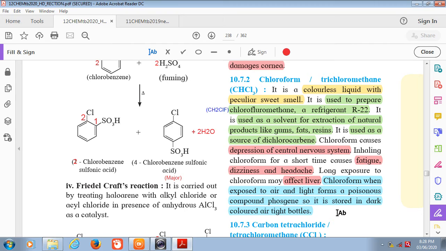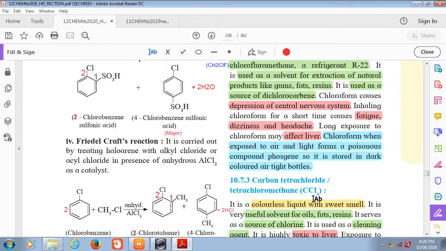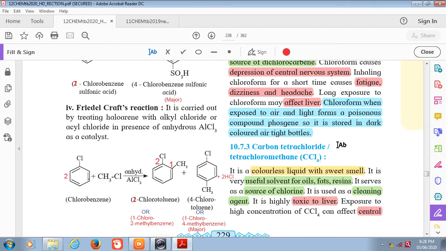So on the basis of this point, there is always a reasonable question: why is chloroform stored in a dark colored airtight bottle? The reason is to avoid exposure to air and light, because when it is exposed it forms poisonous phosgene gas. So remember this point. The next compound is carbon tetrachloride, CCl4. The IUPAC name is tetrachloromethane. The property is, again, a colorless liquid with sweet smell.